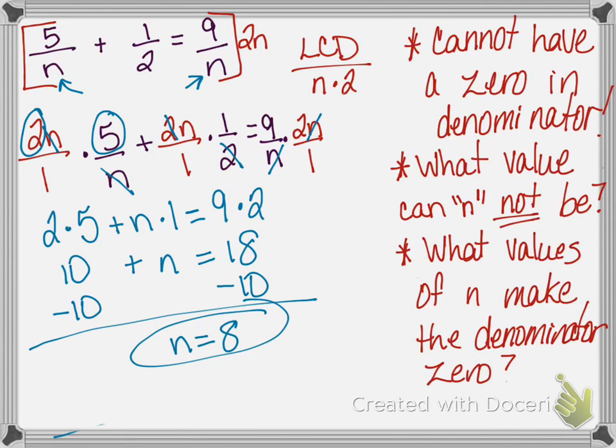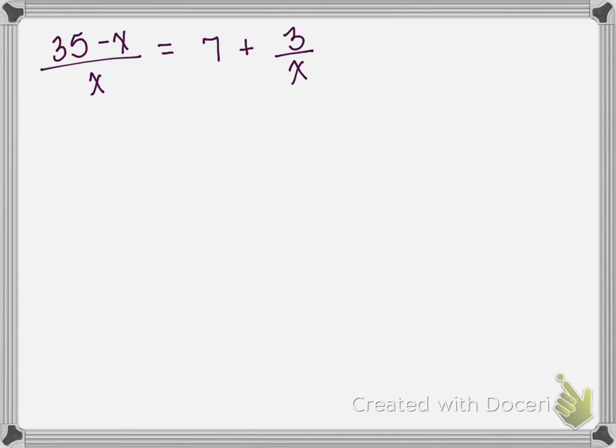Okay. Can I move to the next screen? 35 minus x over x equals 7 plus 3 over x. I'm going to go ahead and write this 7 over 1. First question. What makes this undefined? What value of x can x not be? 0. X can't be 0. So if I get x equals 0 in this particular problem, I have to throw it out.